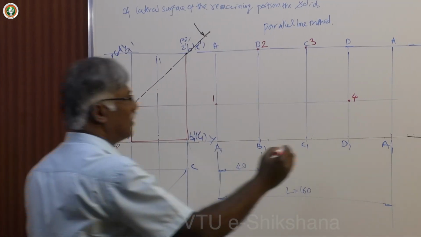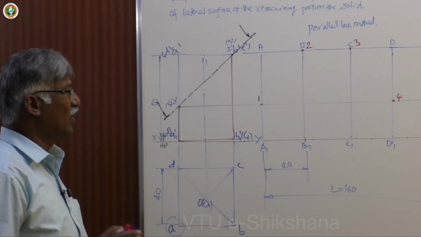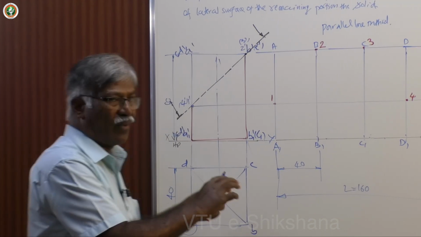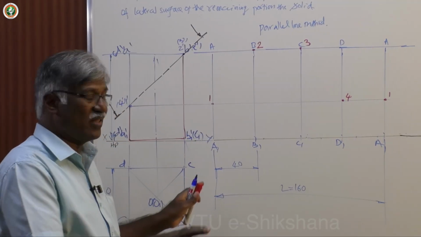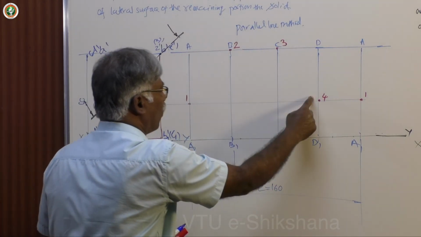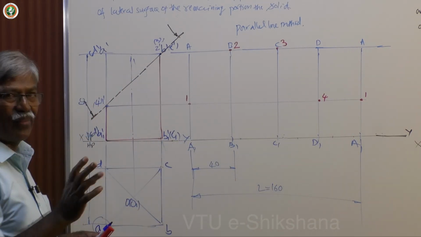Next comes 1 again. Don't put any prime or dash because this is the actual thing. Development is on a flat surface, true lengths. Now in sequence I have 1, 2, 3, 4, again 1. 1, 2, 3, 4, 1. Each and every point is very important.